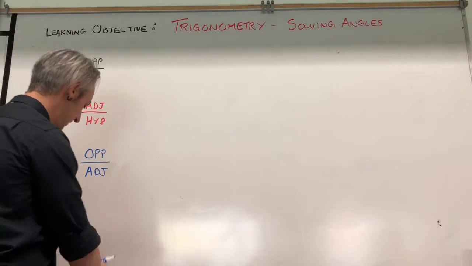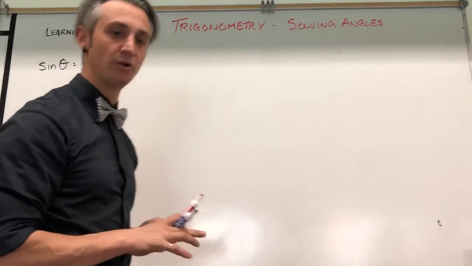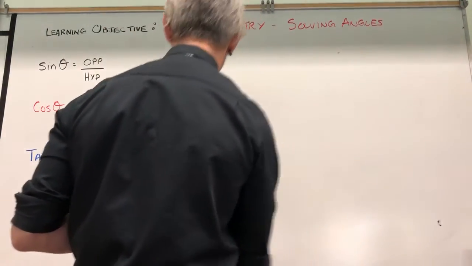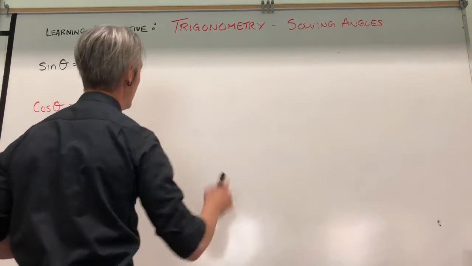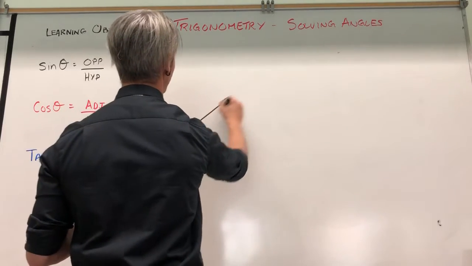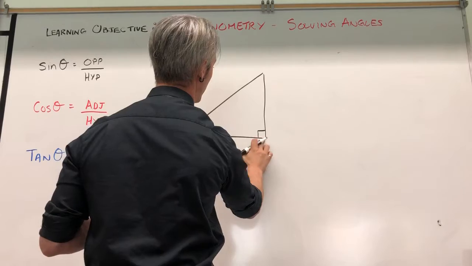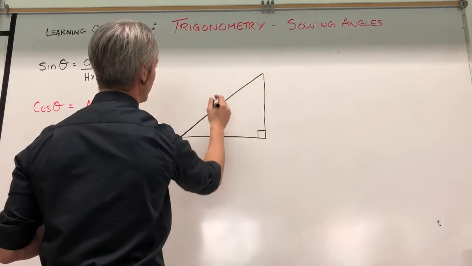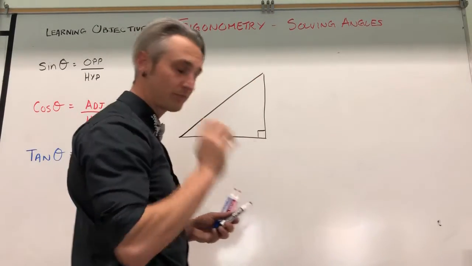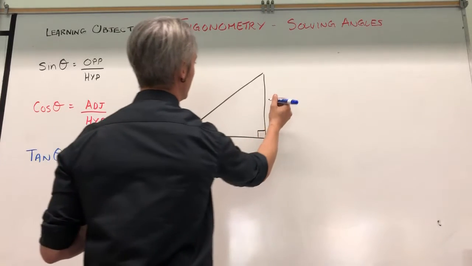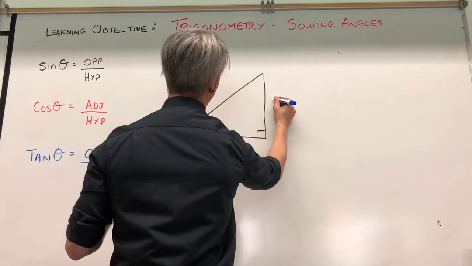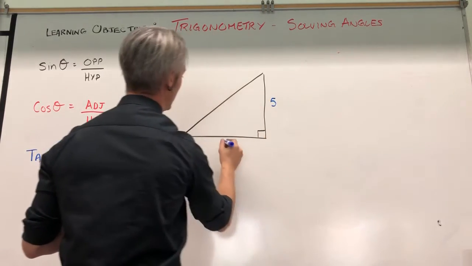So in the last video we were talking about calculating the length of a side. But what happens when we have the lengths of a side, but we don't have any angles? This is a right angle, but we don't know that angle. We don't know this angle. So say they told us that this side is, we'll say 5, and this side.